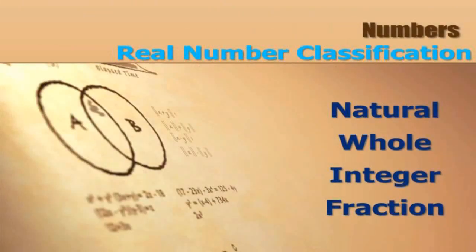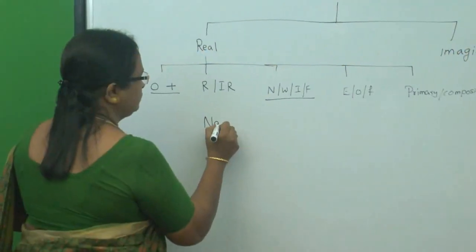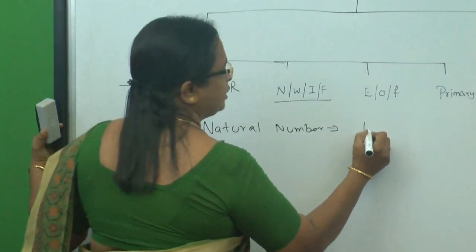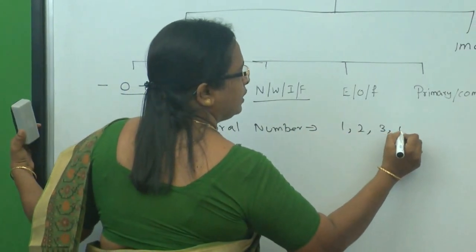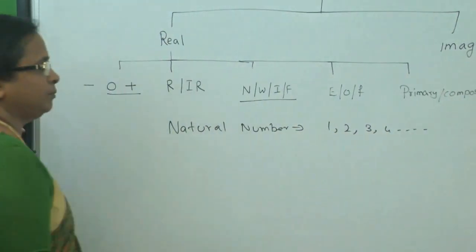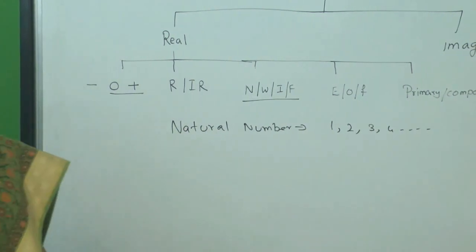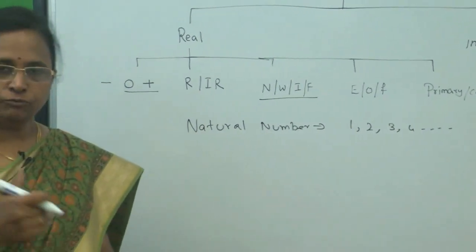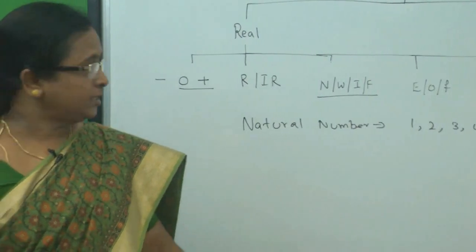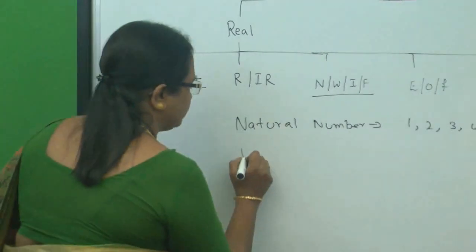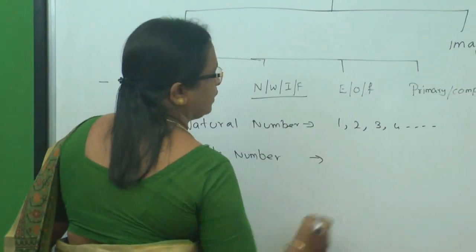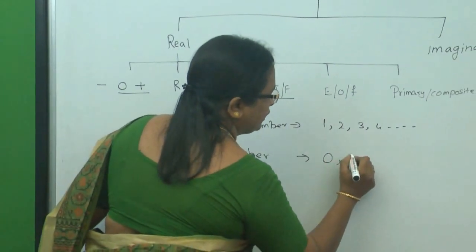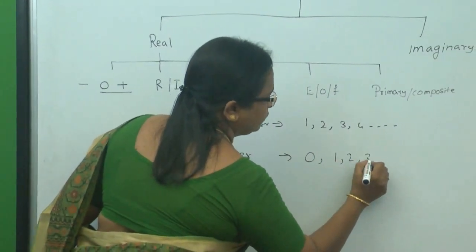Now next, you have natural, whole, integer and fractions. What is a natural number? Natural numbers are countable numbers. When you have a box full of apples and you start counting, you start from 1: 1, 2, 3, 4, 5. So these are natural numbers. A whole number is when 0 is also included with the natural numbers; we call that a whole number.